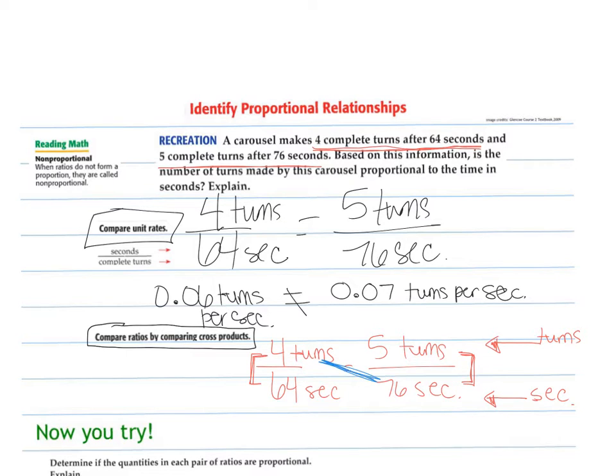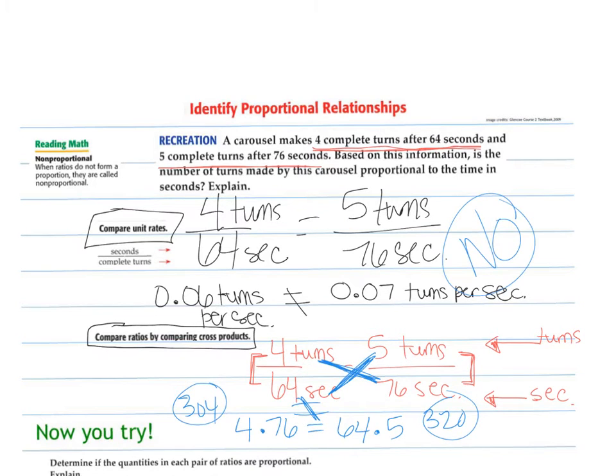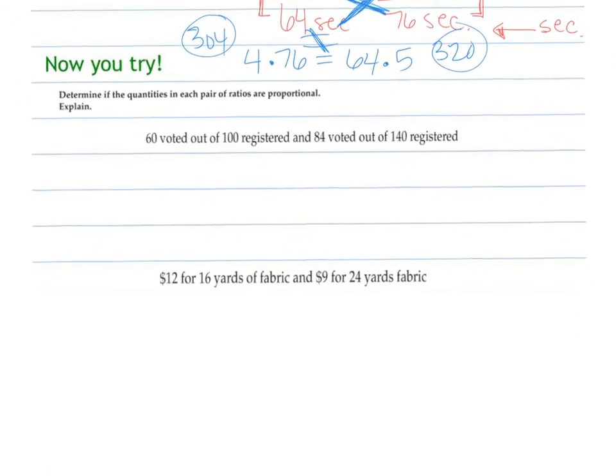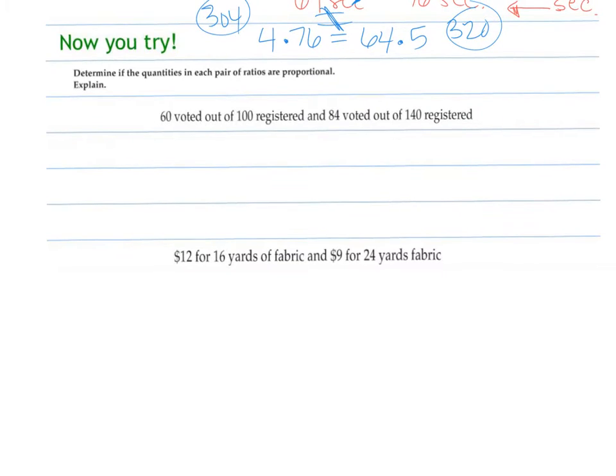What I'm going to do is multiply my diagonal numbers, which are my cross products. I'm going to do 4 times 76 and 64 times 5, and see if they're equal. 4 times 76 equals 304. 64 times 5 equals 320. They are not equal, which again confirms that they are not proportional. Okay, let's look at another one, or a couple more. Let's do one more together, and then you're going to do one on your own.